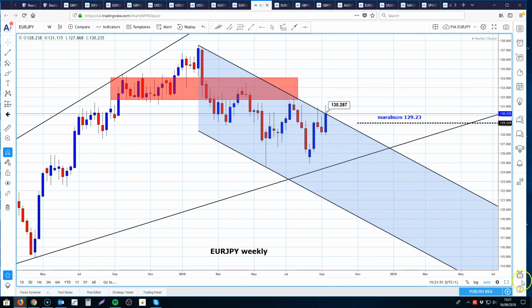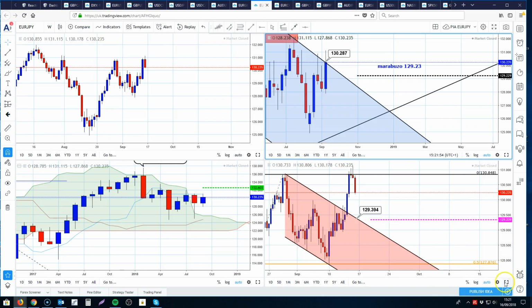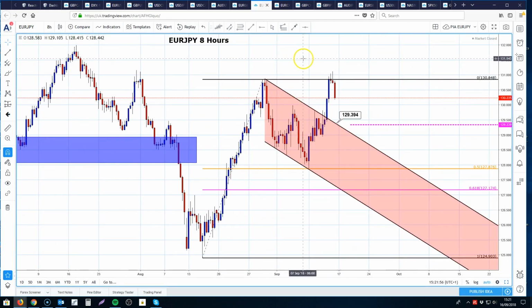If we go to a shorter time frame, this is going to be the 8-hour chart. We broke out of the channel formation to the upside. Reverse trendline support is 129.39, and then we've got our bespoke support at 129.33. So very close to that Marubozu at 129.23. So at the beginning of the week, I'm expecting some sort of downside pressure, and then we're going to look at this area of support to see whether or not it holds, and we get a decent bounce to the upside.